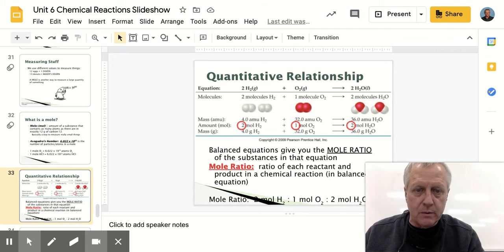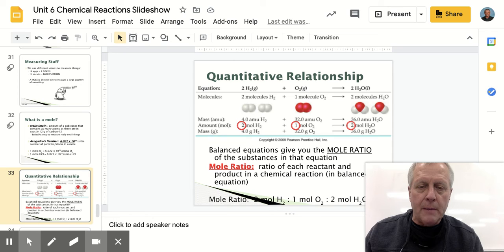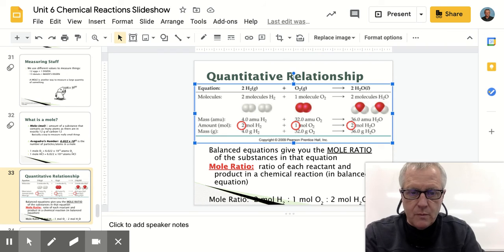So let's take it a little bit further. Later, we're going to equate that to mass by using atomic mass unit values, and we'll end up comparing things in terms of grams. But for right now, we'll just concentrate on the mole idea. We'll come back to this in a later unit. Again, that's the idea we're going to focus on here.